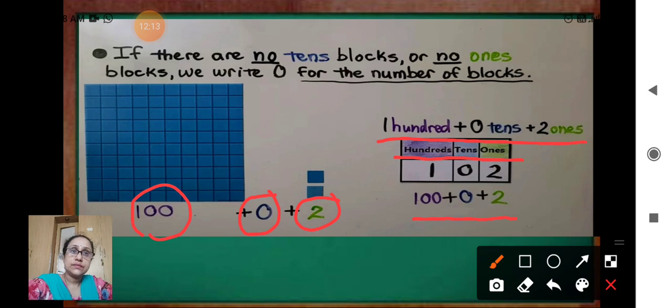Understood? If there are no blocks in the ones place, you will write 0 there. Or if there is no block in the tens place, there also, there is no block, then you will write 0 there. So here in the tens place we have written 0. Okay, block is not there. Clear, children?